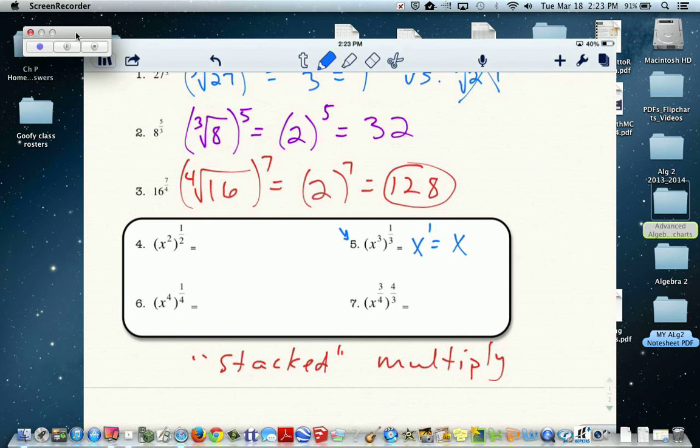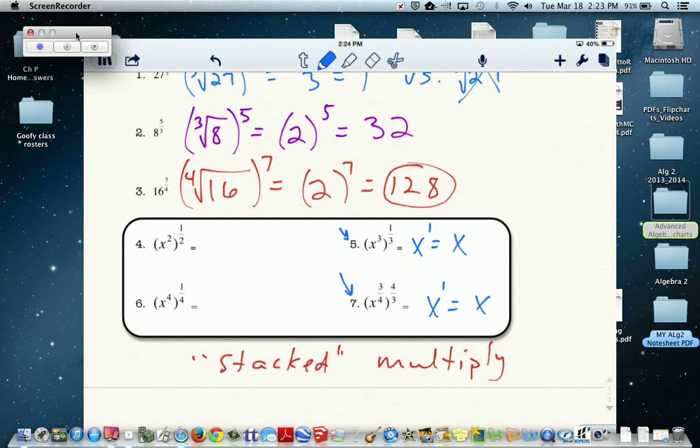x to the 3/4, when it's a fraction, so I'm going to number 7. x to the 3/4 raised to the 4/3, again, we multiply. When you multiply reciprocals, you'll get x to the first power, which is simply x.